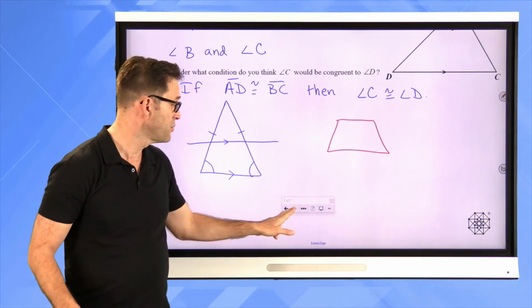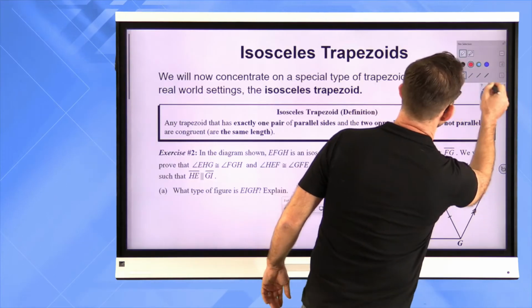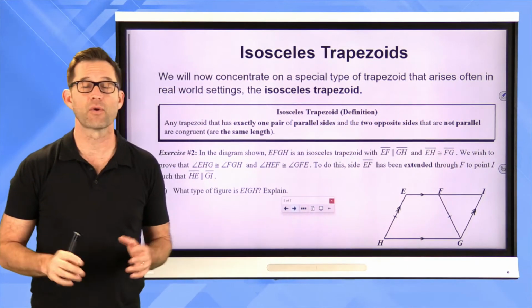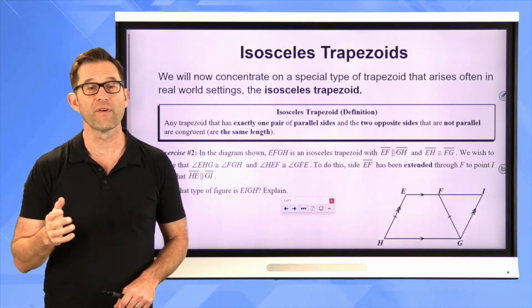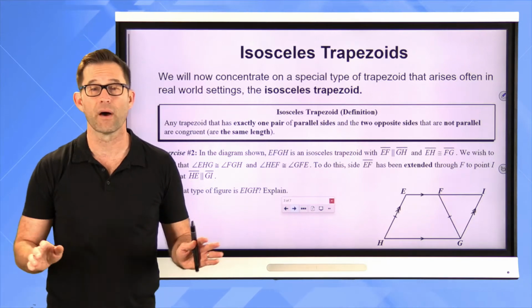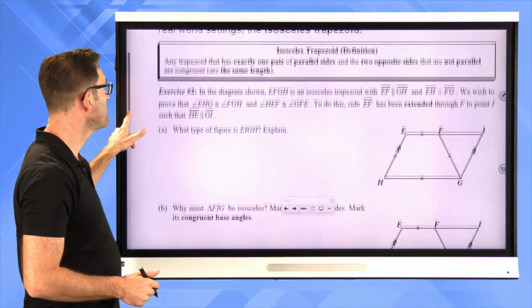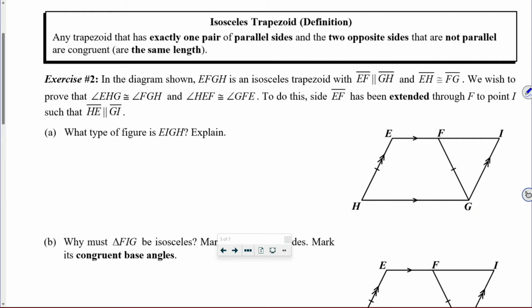Speaking of which, let's move on and talk really about the subject of the day. Let me switch this back to blue real quick. Let's talk now about what are known as isosceles trapezoids. We will now concentrate on a special type of trapezoid that arises often in real-world settings. You see these all the time, and they are known as isosceles trapezoids. Now, these are very specific types of quadrilaterals, so let's take a look at their definition.